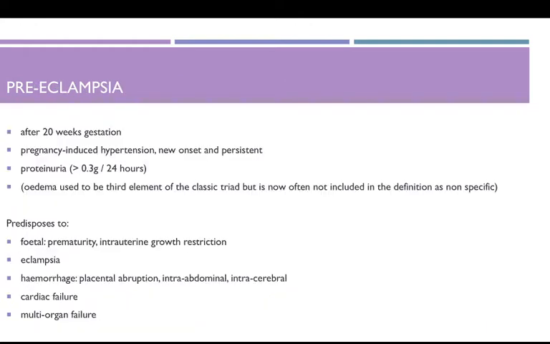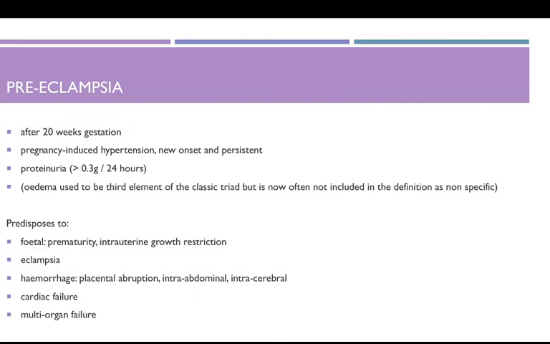Okay, so preeclampsia. It's pregnancy-induced hypertension, so new onset and persistent. Proteinuria, so protein in the urine, more than 0.3 grams in 24 hours after 20 weeks of pregnancy. Edema, we mentioned this already, it used to be the third element, like a triad, but it's no longer included because it's very non-specific.